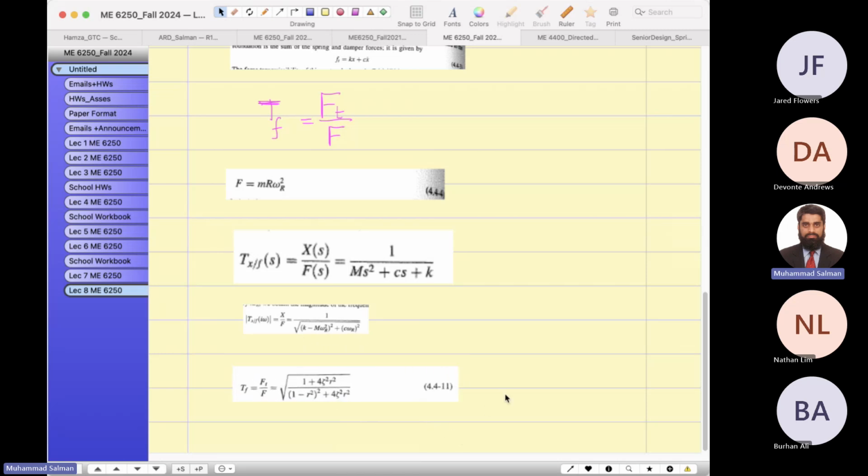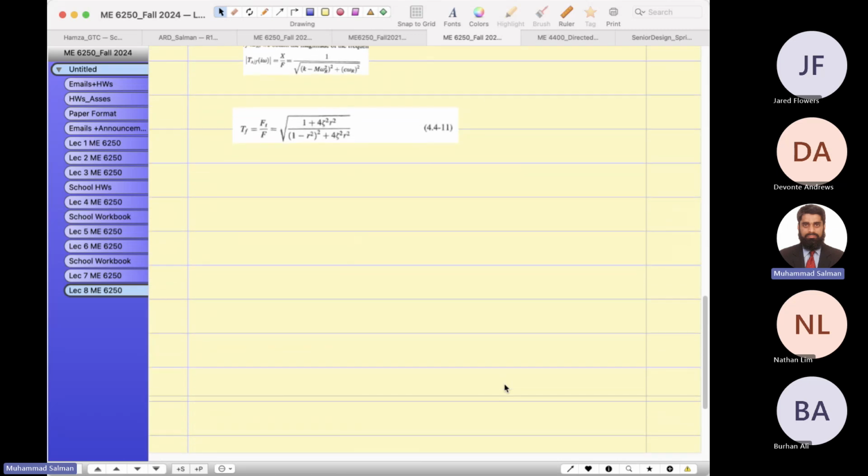The transmitted force to the foundation can be found by using this formula, where r equals the forcing frequency over the resonance frequency. This is my r, and zeta, everybody knows, is the ratio of the actual damping to the critical damping. Sometimes you write critical damping as 2 square root of mk, or 2m omega n. These are the same thing. This is the formula which you need for solving.